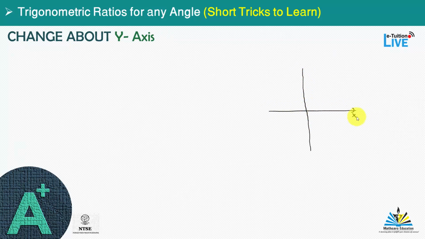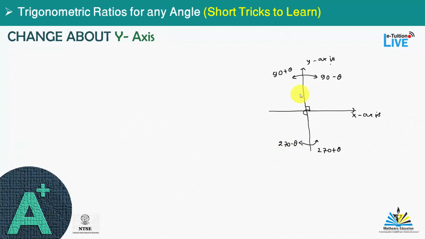Let's say this is the x-axis and this is the y-axis. The y-axis is a 90-degree angle, and this change means this is 90 plus theta and this is 90 minus theta. Changing about the y-axis, this angle is 270 degrees. So if we think of this, then this must be 270 plus theta and this is 270 minus theta.